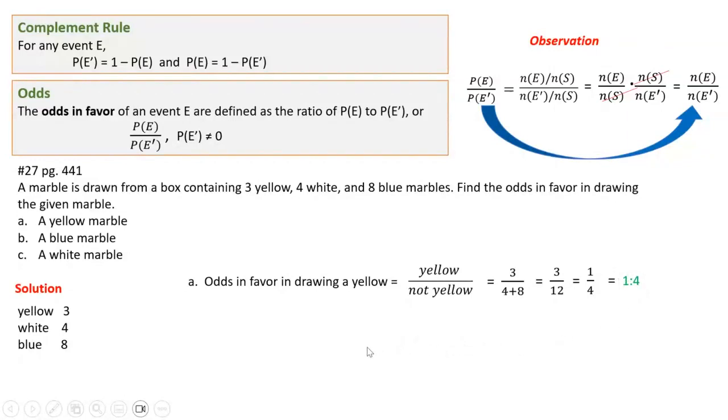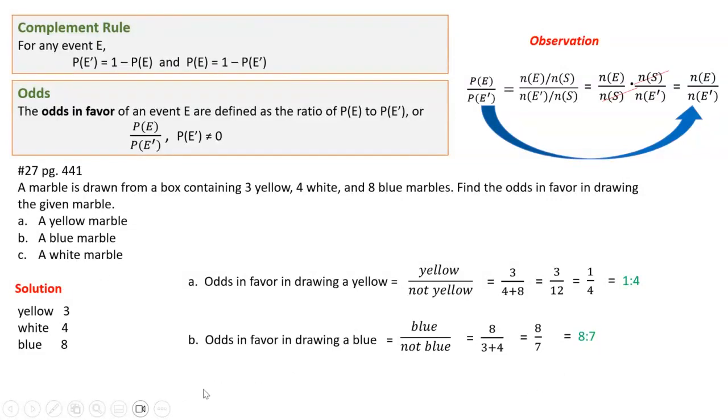Okay, now B, a blue marble. Odds in favor of drawing a blue marble, so it's going to be blue over not blue. So the blue are going to be 8, and the not blue will be the yellow and the white, which will be 3 plus 4. So the answer will be 8 over 7. So the odds in favor will be 8 to 7.